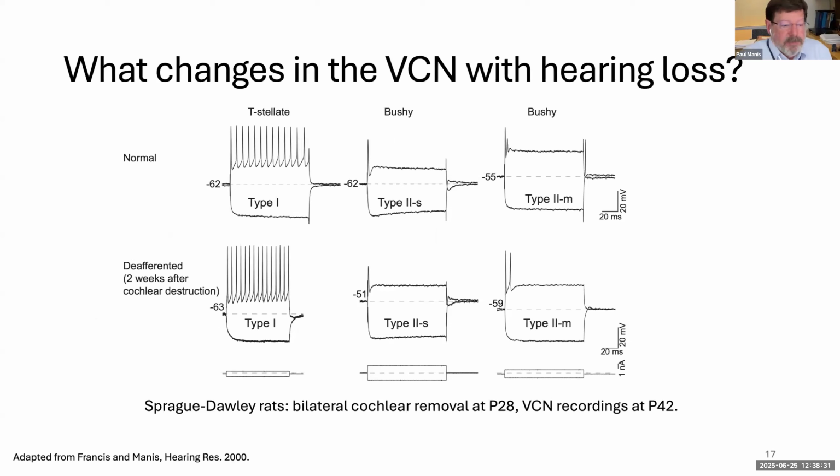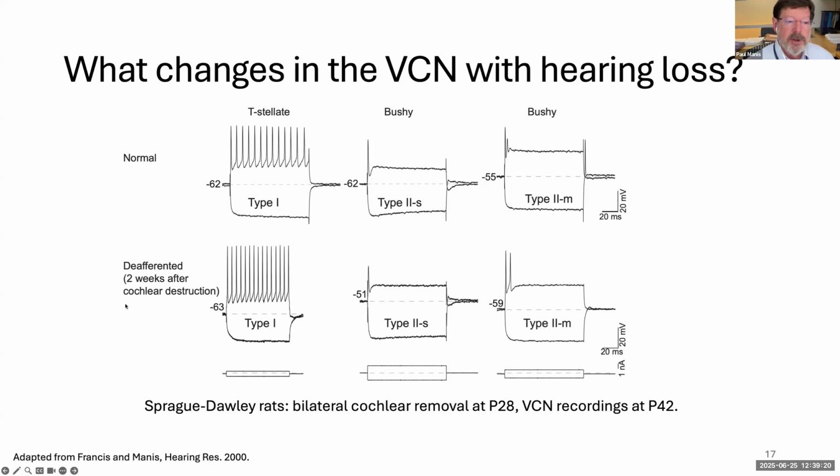Okay, hearing loss. So one of the things that we've looked at over the years has been what changes in the cochlear nucleus with hearing loss. One of our first forays into this was work that was done by Howard Francis when he was a neurootology fellow at Hopkins. We did a very simple paradigm of using Sprague Dawley rats. We did bilateral cochlear removals at 4 weeks of age, and 2 weeks later we made recordings from the cells in the ventral cochlear nucleus with sharp electrodes, and we saw in the normal rats the normal firing patterns, regular firing patterns for the T stellate cells, and for the bushy cells, single spikes and sometimes pairs of spikes. This is the normal pattern that you would see.